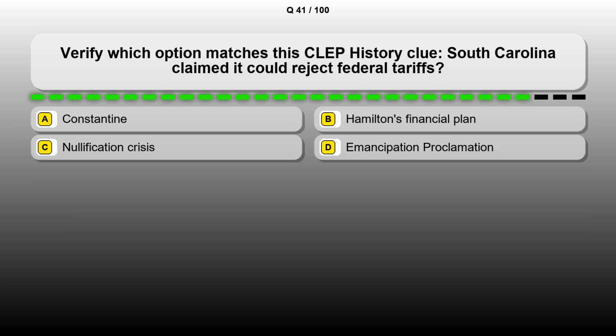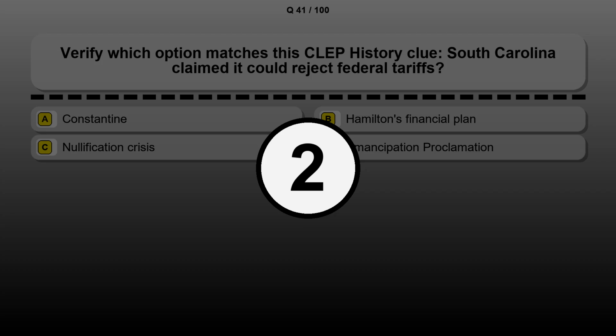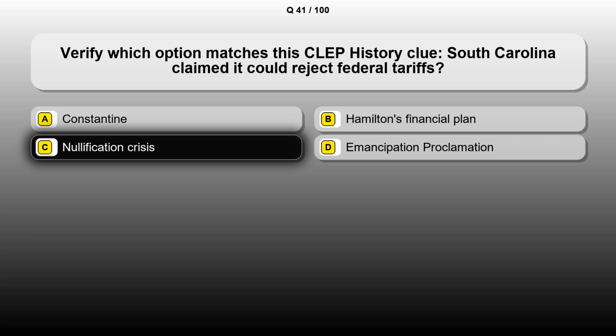Question 41. Verify which option matches this CLEP history clue. South Carolina claimed it could reject federal tariffs. Option A, Constantine. Option B, Hamilton's financial plan. Option C, nullification crisis. Option D, Emancipation Proclamation. The correct answer is option C, nullification crisis.